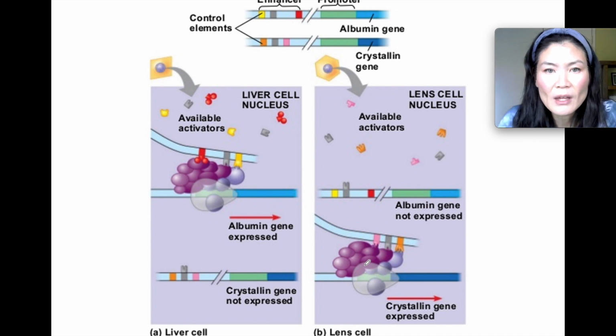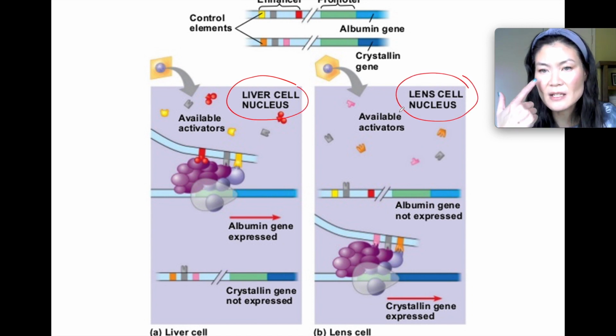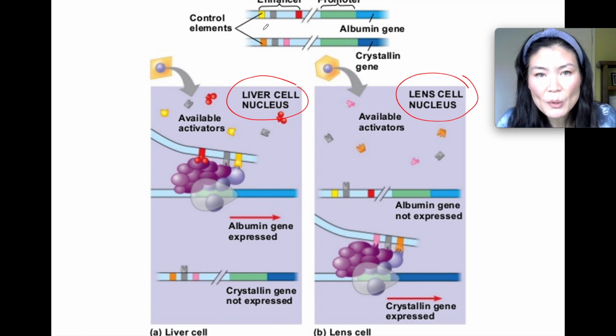Okay? And so, with the activators that bind to the enhancers, what causes a specific gene to be expressed? It has to do with the specific activator in that cell. So we are comparing a liver cell with an eye lens cell, the lens that makes up your eye, okay? They both have enhancer sequences. They both have the promoter sequence, okay? In the liver, you have the albumin gene that is going to be expressed. In the eye cell, you're going to have the crystalline gene that is going to be expressed.